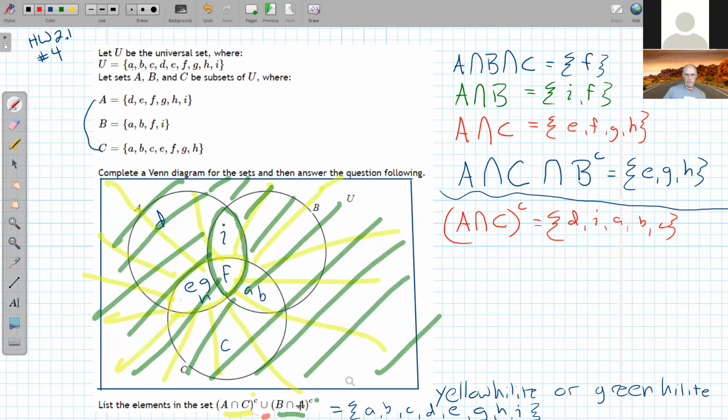And then let's do the next one. The next one would be what is B intersect A complement? So that means first find B intersect A, so that's right here, and then look at everything outside of that. So I want everything except I and F. Okay, so starting over here with the D again, I want D, then A, B, and C, and then E, G, H.